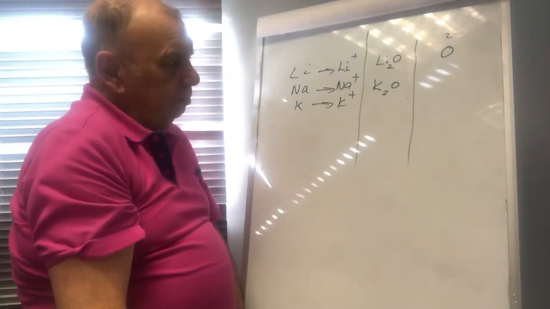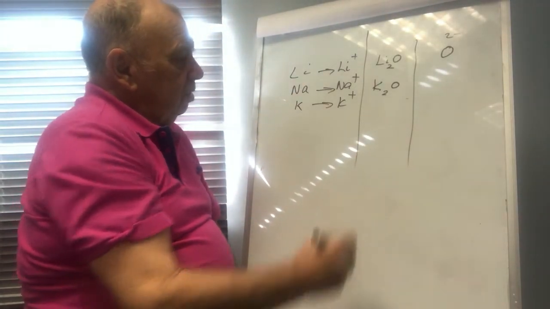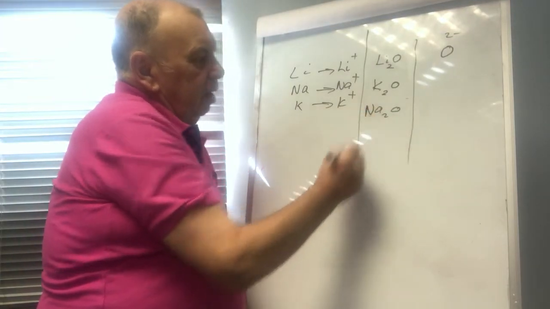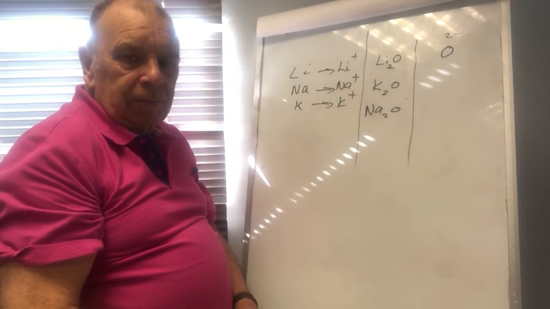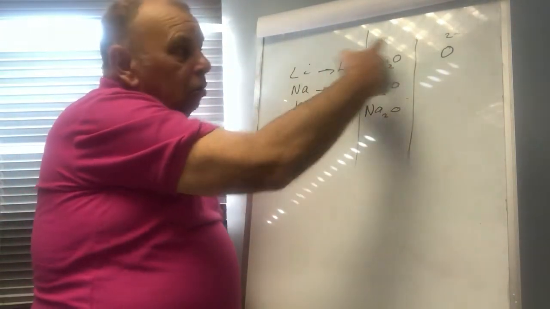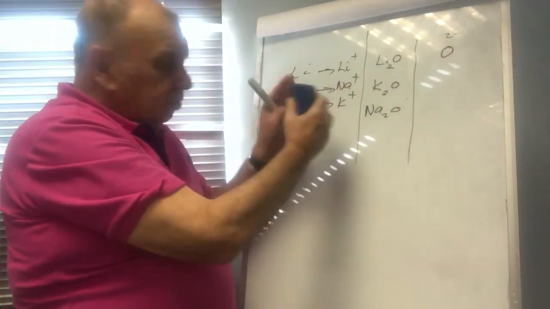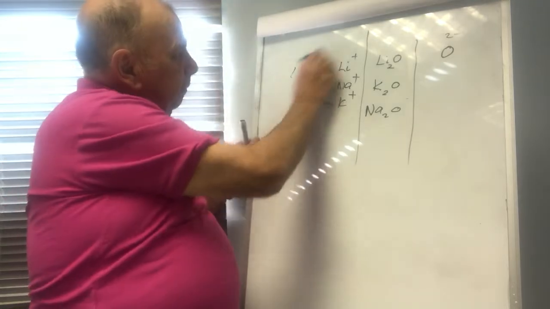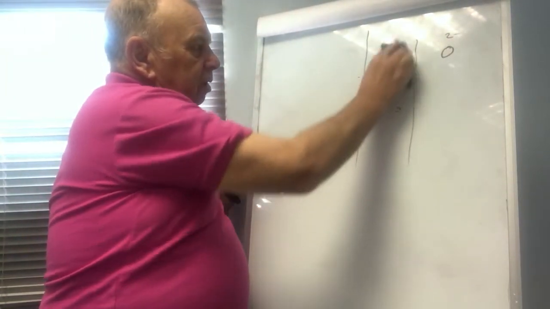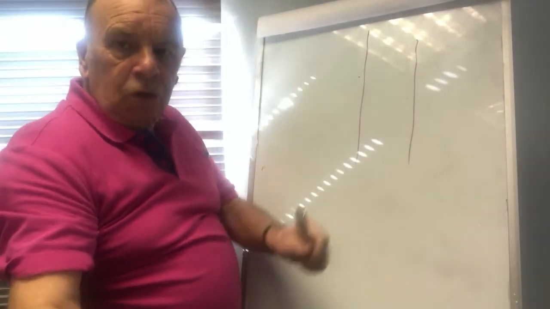Let's take something like potassium oxide, K2O. Another example, let's take sodium oxide, Na2O. So if these are 1 and oxide group is 2, it's got to be 2 of these to 1 of that.